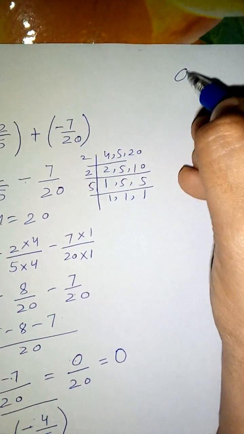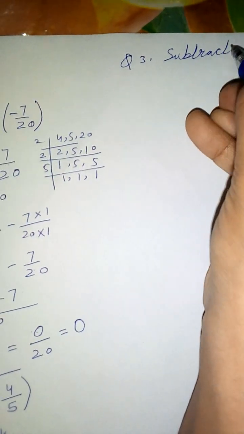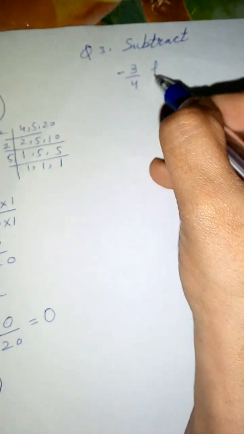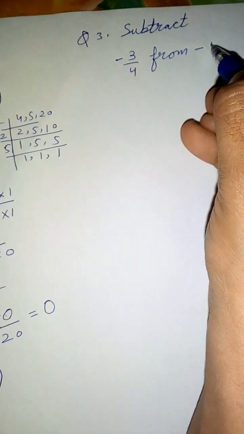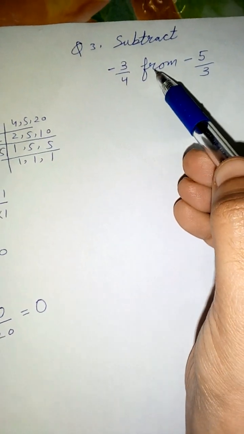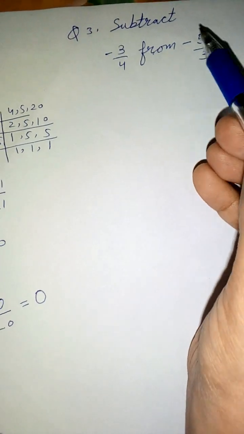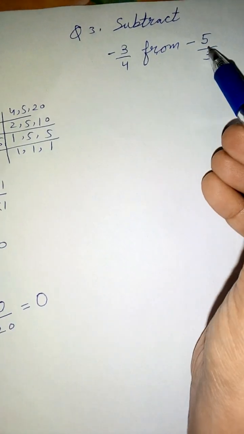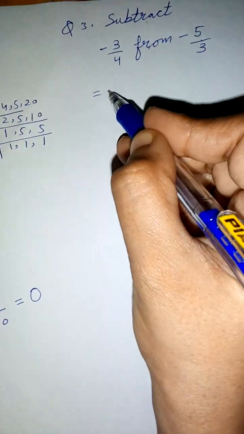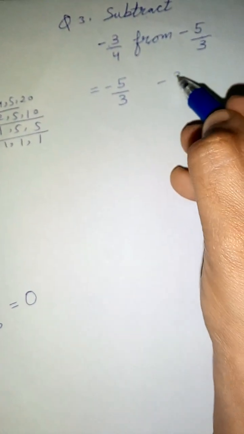Next topic, we have question number 3, which is related to subtraction. Subtract minus 3 over 4 from minus 5 over 3. So in algebra and in mathematics, if we have a "from" value, the clue is to always write the from value first, in subtraction and in algebra. So we will write minus 5 over 3, and our second value is minus 3 over 4.